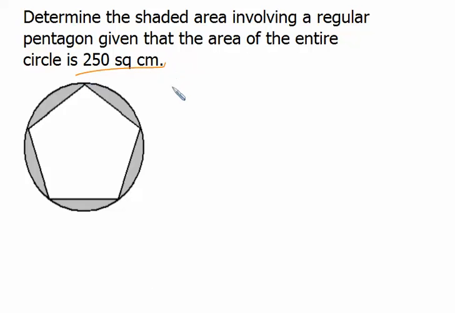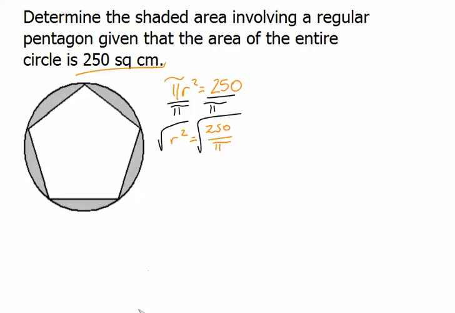First up, we know the area of a circle is pi r squared. So we'll set pi r squared equal to 250. Now we need to get the r by itself, so we'll divide both sides by pi. And what we get is that r squared is equal to 250 divided by pi. Getting the r by itself means taking the square root, and we will go to our calculator and type that in.